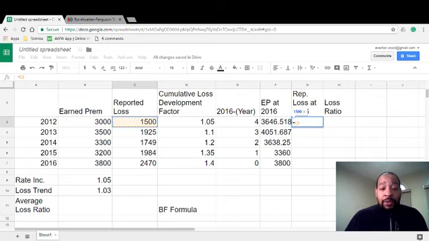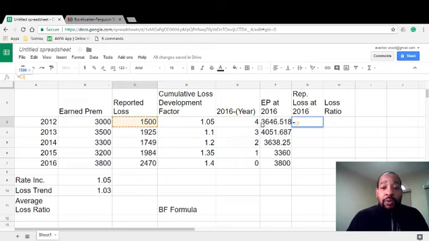So if you remember back, the problem says that the company has increased rates by 5% every year on January 1, but the annual loss cost trend is 3%. So that's a fancy way of saying that the value of the reported claims is increased by 3%, the value of the premiums is increased by 5%. So this column we're looking at is reported loss.